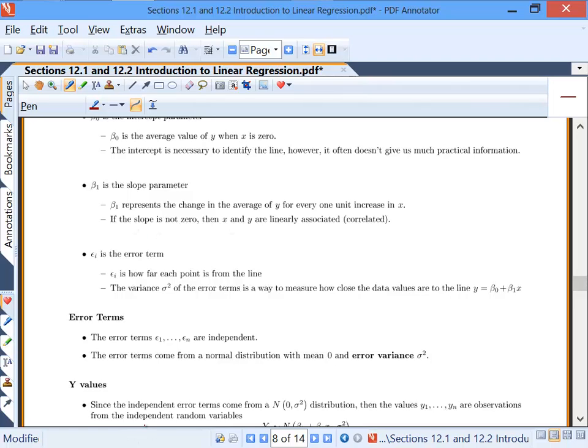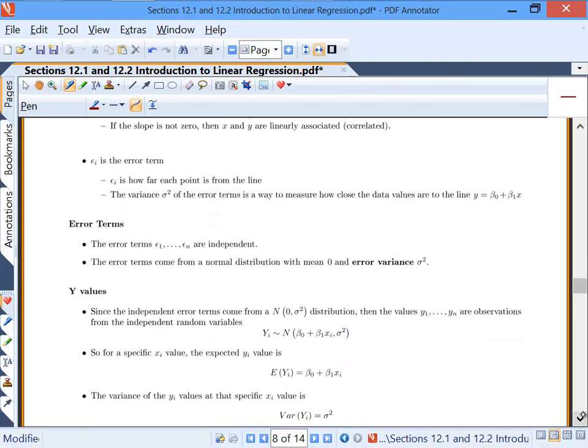Okay, a few things about the error terms. Our error terms, epsilon 1 through epsilon n, are independent. These are kind of our assumptions. They're all supposed to be independent, so the error for one person shouldn't affect the error for another person. And the error terms come from a normal distribution with a mean of 0 and an error variance of sigma squared.